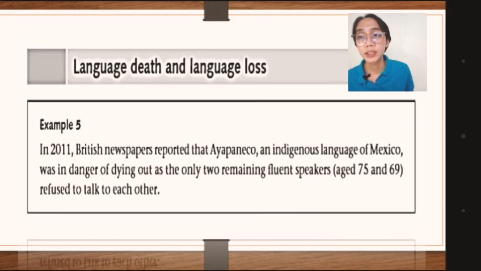Okay, so an example of language death is example number 5. In 2011, British newspapers reported that Ayapaneco, an indigenous language of Mexico, was in danger of dying out as the only two remaining fluent speakers aged 75 and 69 refused to talk to each other. Okay, so even now, everyone, it is already considered as a language death.